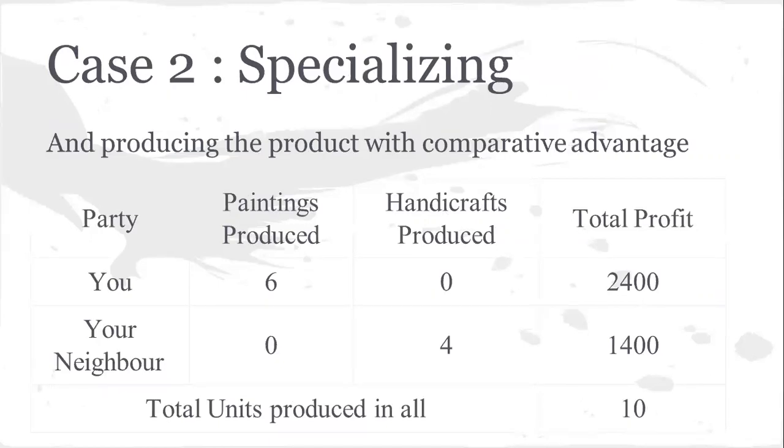Now, if you and your neighbor went on to specialize, meaning you thought, okay, I'm good at painting, so I will do only the painting, and your neighbor thought, okay, I have to put less stress on painting, so I will do the handicraft. I'm best at it. So your painting produced is 6 now. Your handicraft goes to 0, and your neighbor's handicraft goes to 4, and painting goes to 0.